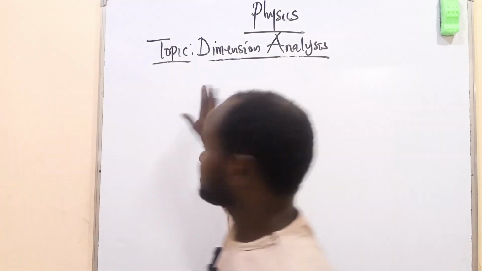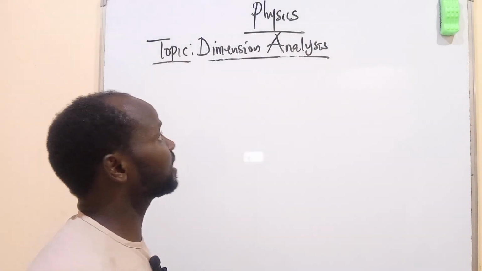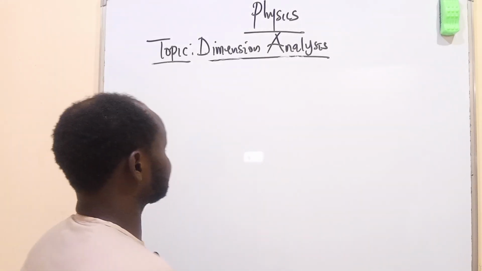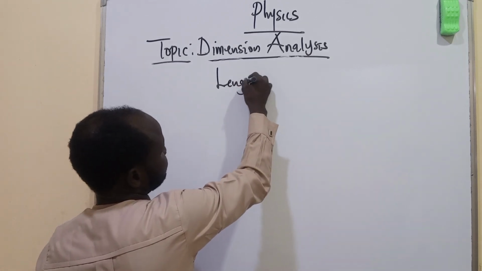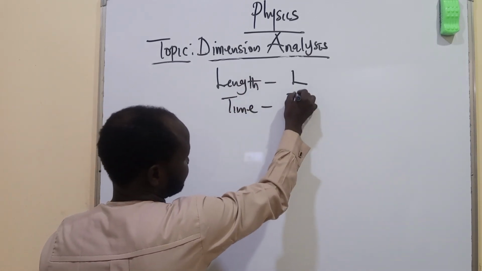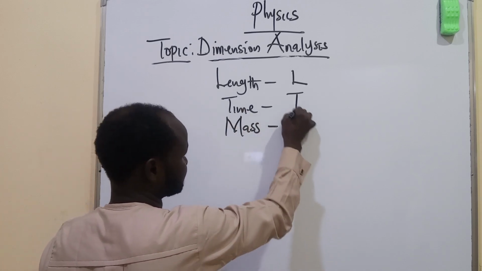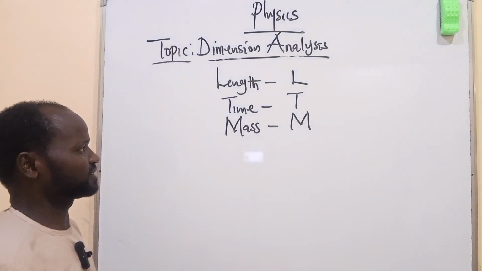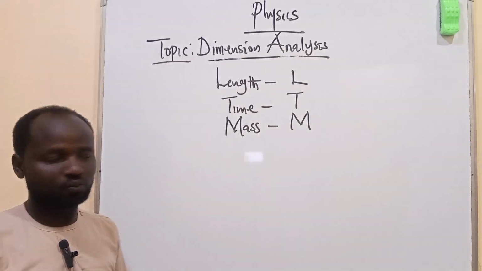And for you to understand this dimension analysis, there are three key things we established in our previous video, and you must understand them. Length, the dimension is L. We have time, which is capital T. Then we have mass, which is capital M. You need to understand these three things. Let's look at example 2 now, because in my previous video, we looked at example 1.